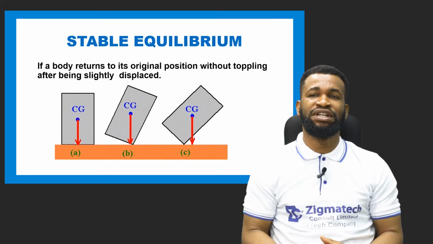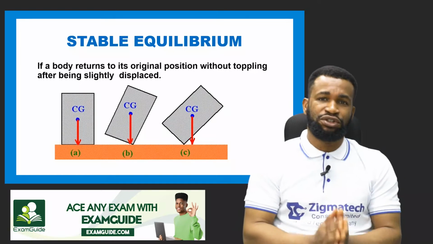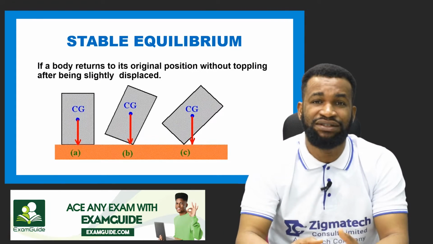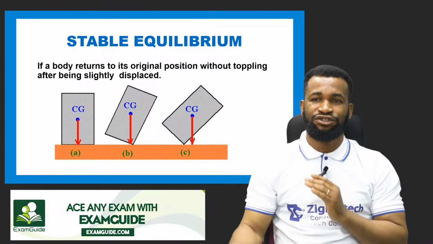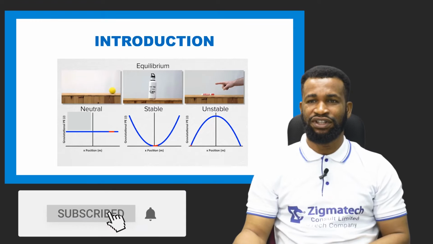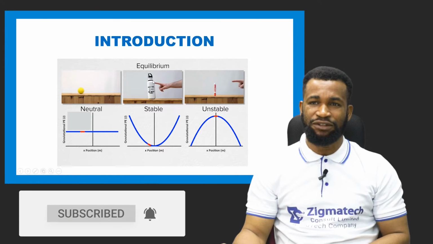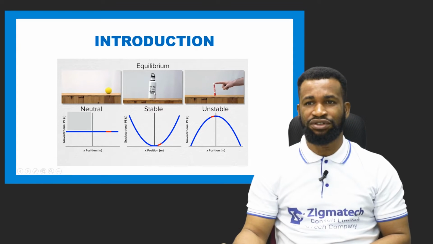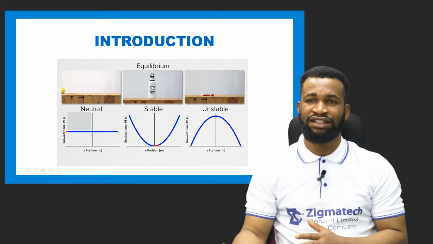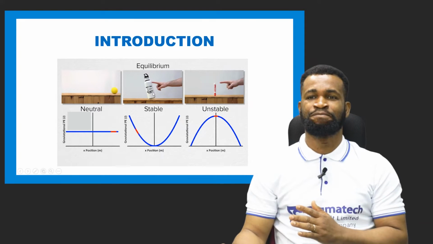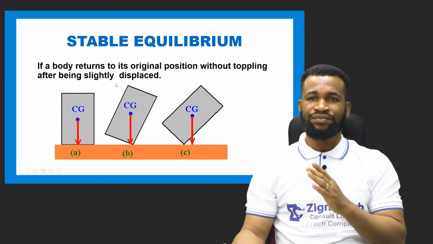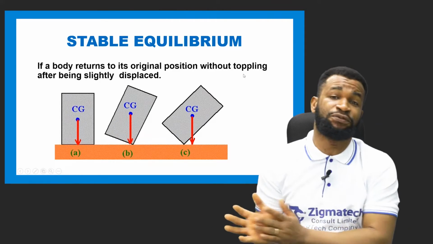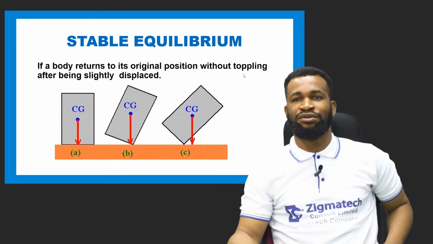We say that a body is said to be in stable equilibrium if it returns to its original position without toppling after being slightly displaced. That means, just like what happened here, when this body, the water bottle, was slightly displaced, it will come back to its original position, even though there will be a little shaking, but at the end, it will stand strong. That is what we mean by stable equilibrium: if it returns to its original position without toppling. Without toppling means without falling down. We say that the body is in a stable equilibrium.